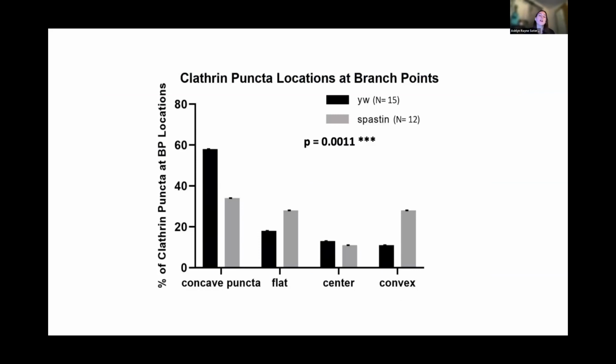Looking at the data, in black is the control line, which obviously has a high favorability for the concave curvature of branch points compared to the flat, center, and convex curvatures. And in gray is the spastin line, which has those wider, fatter branch points. We saw a much wider distribution of Clathrin localization, which makes sense, because if concave curvature is what's most favorable for Clathrin, and you increase the amount of concave curvature available and decrease the amount of convex curvature available, you're going to see Clathrin appearing in more places, because there are more places for Clathrin to be endocytosed, and it's more favorable that way.